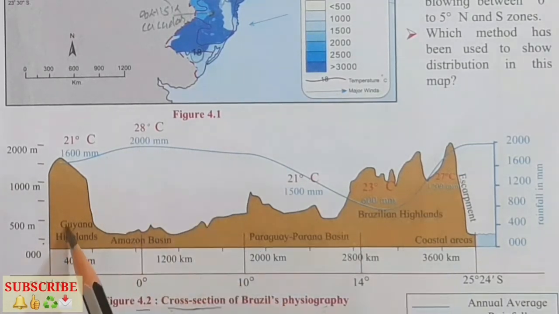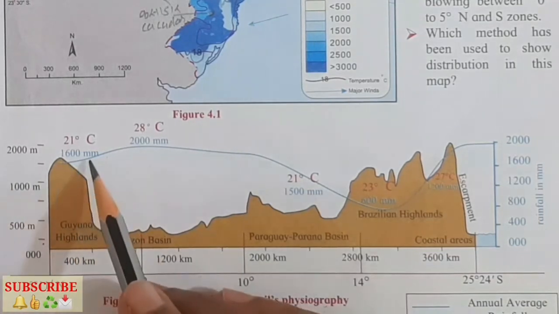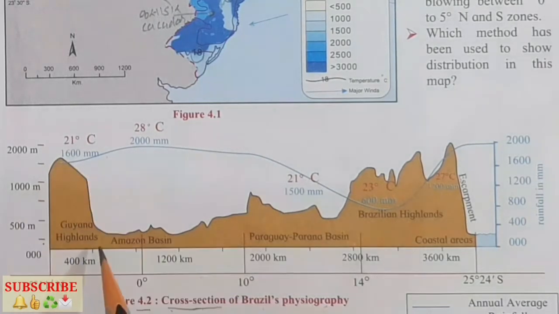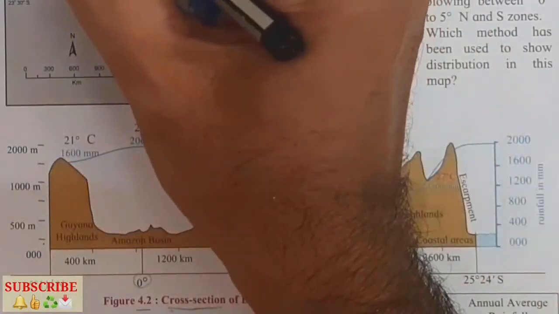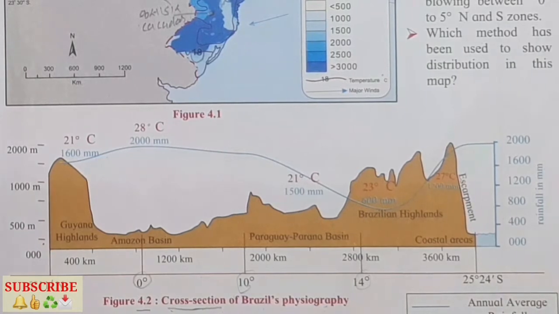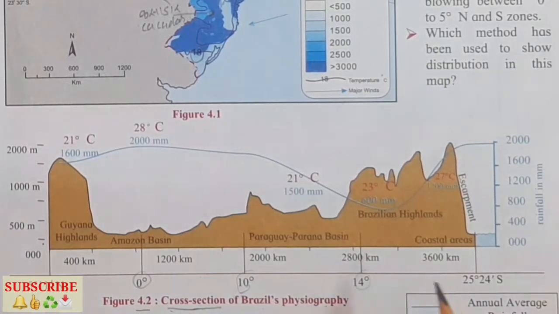Okay, students, Guyana highlands receives 1600 millimeter rainfall and 21 degree centigrade. The Guyana highland is at 5 degree 11 minute north. This is the equator. As we know, here is the equator. Then 10 degree, then 14 degree south, 25 degree 24 minute south. So okay, students, have you understood this? Any kind of question can be asked on this region also.